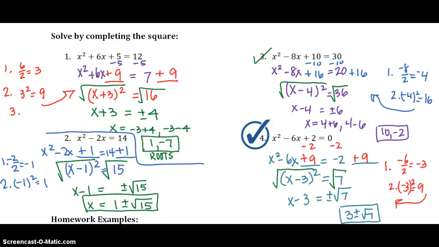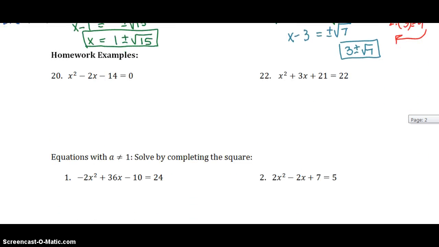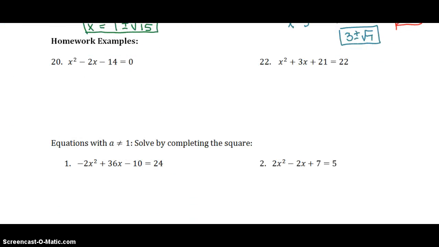Okay, and so as I finish up number 3, I get 10 and negative 2. And for number 4, I get the result of 3 plus the square root of 7 and 3 minus the square root of 7. The next two are homework examples. I do expect you to try these two on your own without me. I will be looking to see that you've attempted 20 and 22 tomorrow.